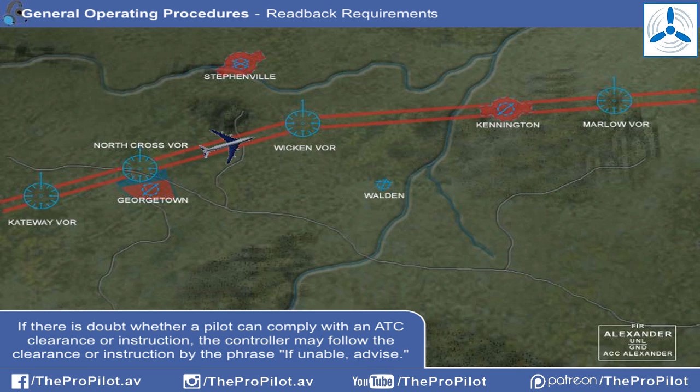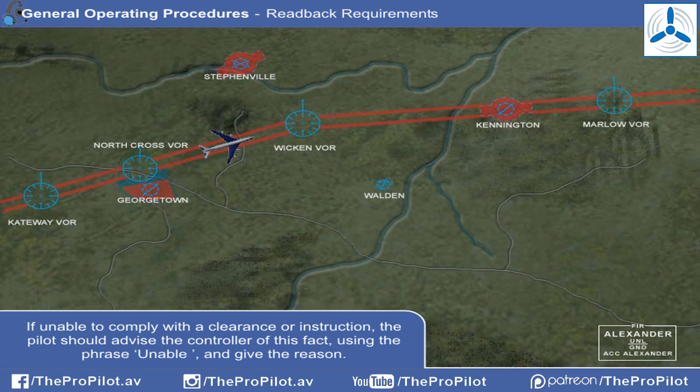If there is a doubt as to whether a pilot can comply with an ATC clearance or instruction, the controller may follow the clearance or instruction with the phrase, "If unable, advise," or subsequently offer an alternative. If at any time a pilot receives a clearance or instruction which cannot be complied with, that pilot should advise the controller using the phrase "unable" and give the reason.